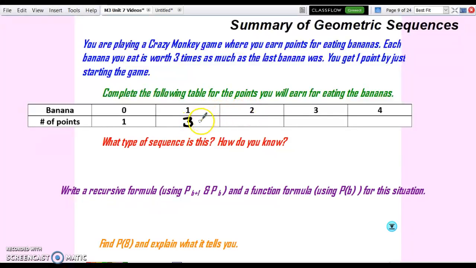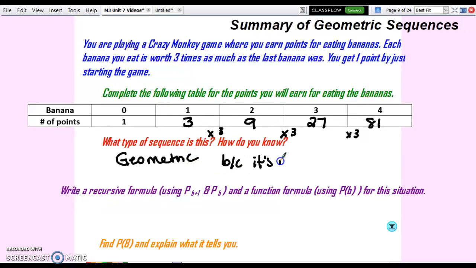The second banana then is worth 3 times as much as the last banana, so that'd be 9 points. 3 times as much as the second banana would make the third banana worth 27, and then the fourth banana worth 81 as we complete the table. What type of sequence is this? Again, we have a hint, but it's geometric. And that is because each time our table is getting the next entry by multiplying by a number. So geometric is because it's multiplying by 3 each time.